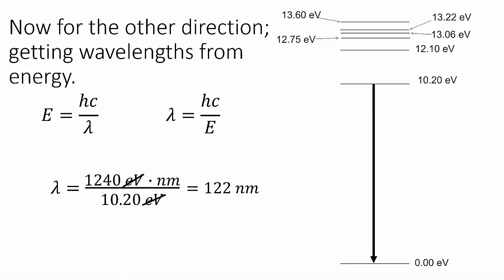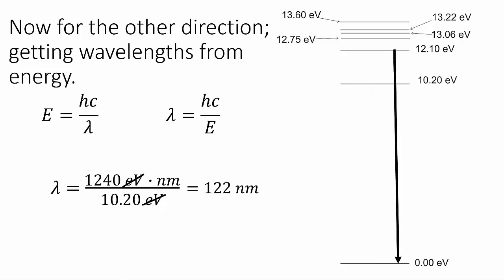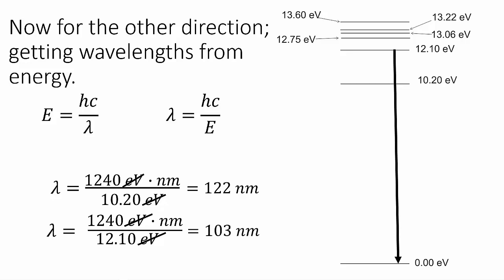If we try another transition that drops down to the 0.00 level, from the 12.10 electron volt level down to the 0 level, then the photon energy will be 12.10 electron volts. So lambda equals 1,240 electron volt nanometers divided by 12.10 electron volts. Again, the electron volts divide out and we'll be left with nanometers. And we get 103 nanometers.